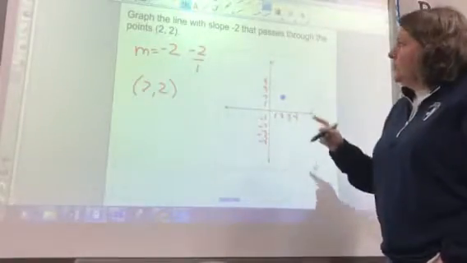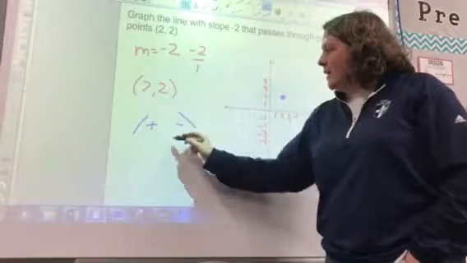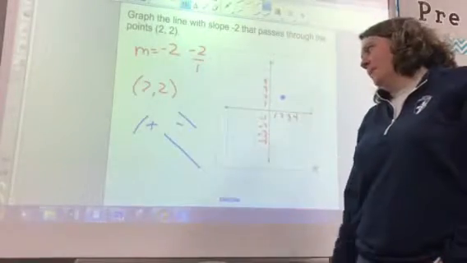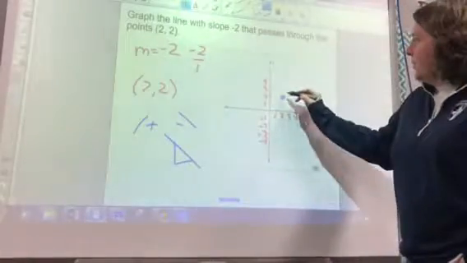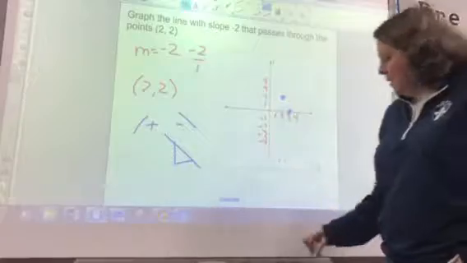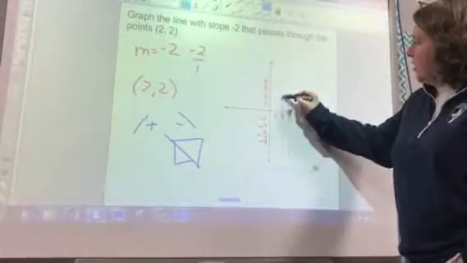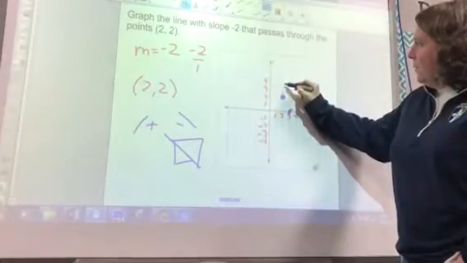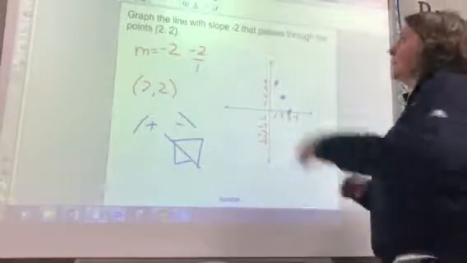Now, let's see, I have a negative slope. I'm thinking of what my line's going to look like. So my line's going to go this way. So if I start here, I go down and to the right. So I'm going to go down 2, 1, 2, over 1. On the other hand, if I start here, I go up and to the left. So let's start at 2, 2, up 2, left 1, and it's along the line.